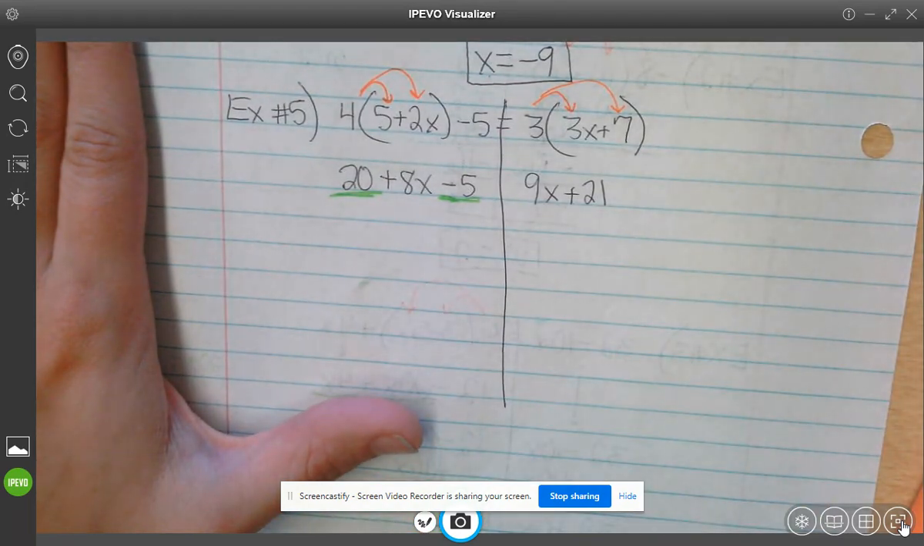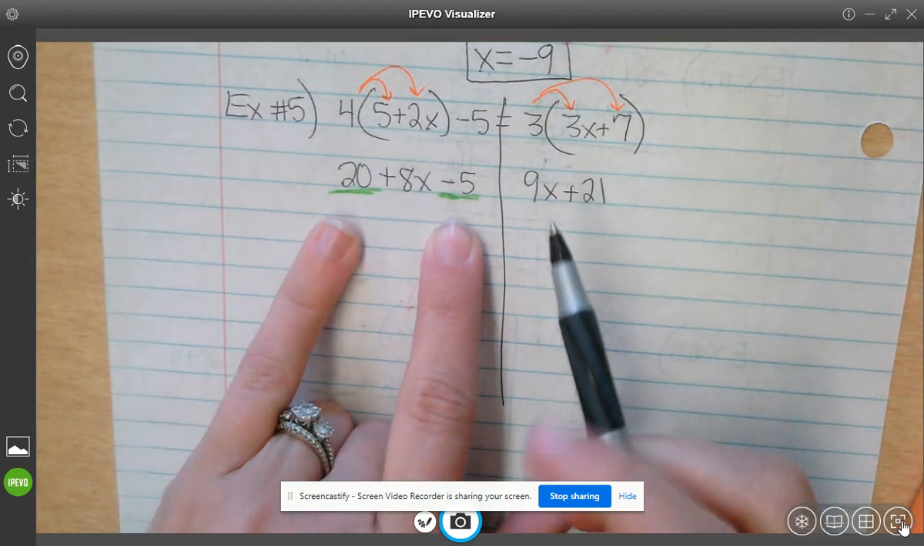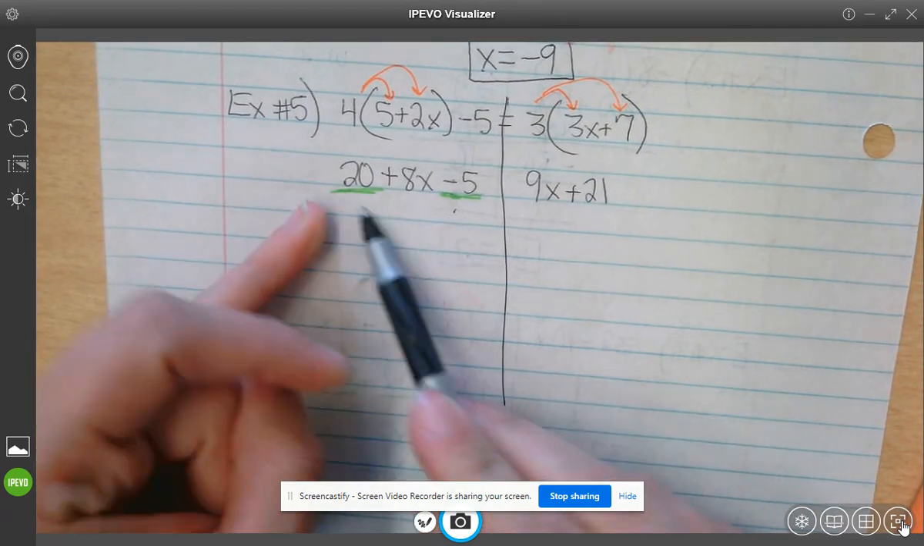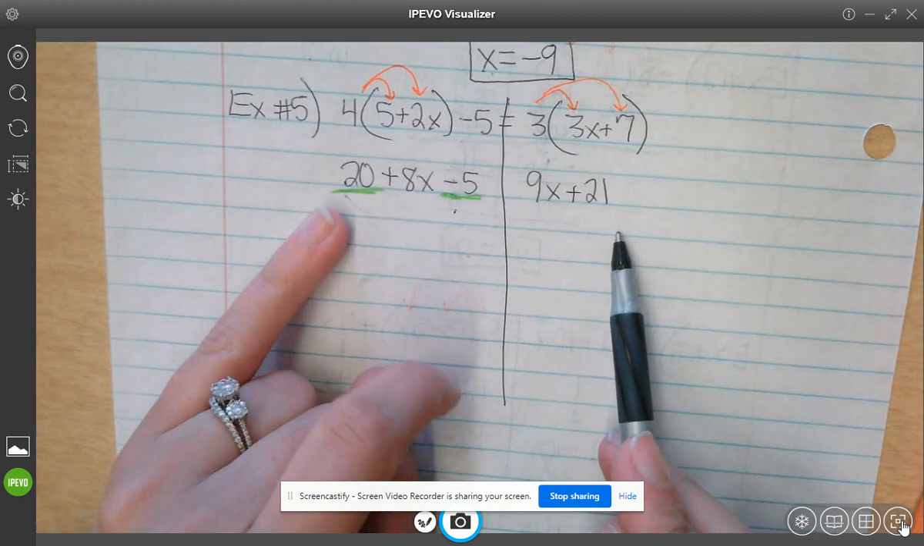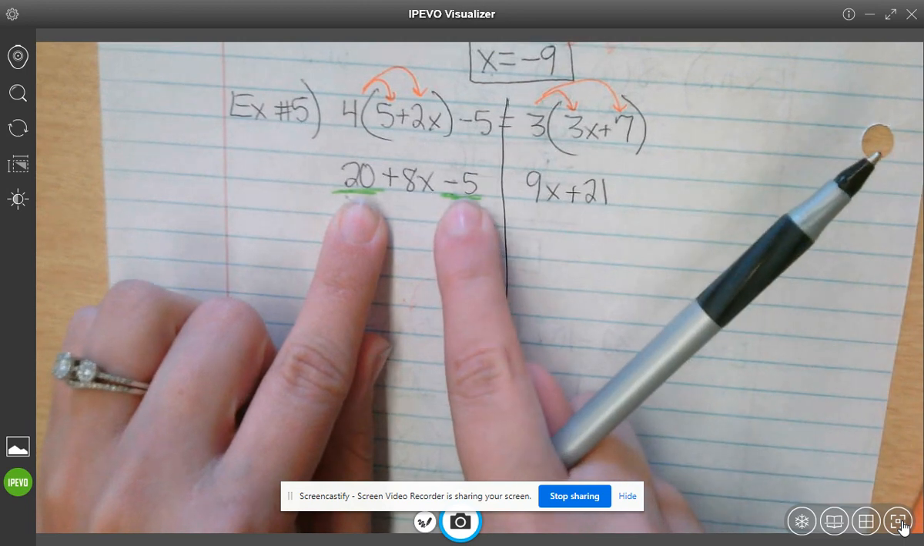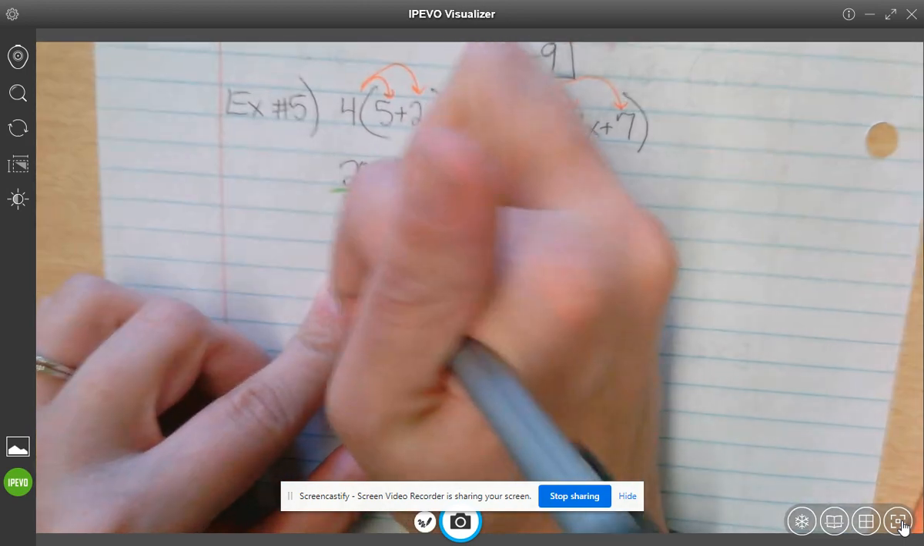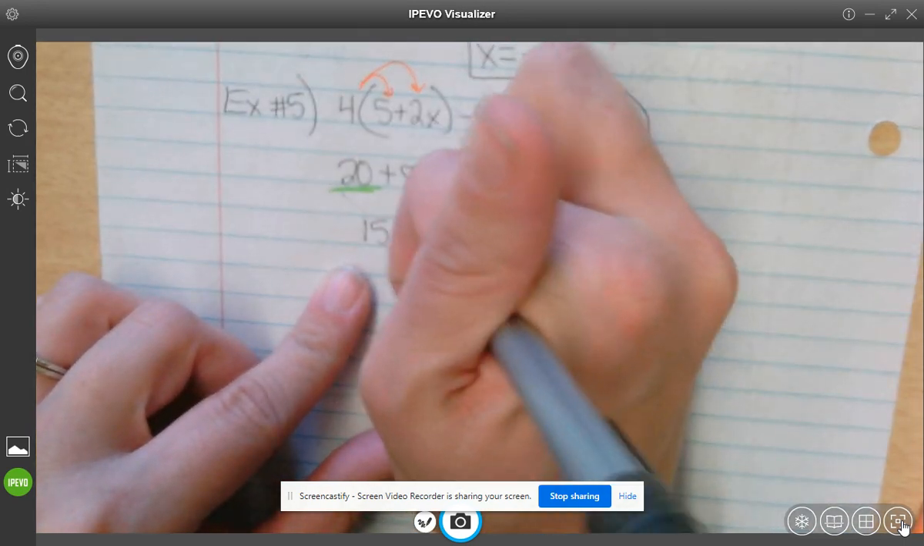This time it's not my x's that are like terms, it's just my numbers. So a lot of people want to add 5 here and then add 5 over here. You only do that if you're moving it across the line. So I really just take 20 minus 5, which is 15 plus 8x.